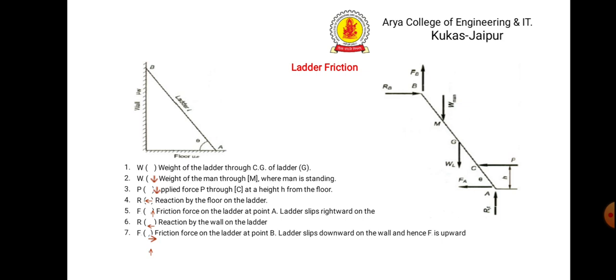Now at the wall there is also one reaction Rb. It is the reaction by the wall on the ladder, horizontal, on the right hand side. Now Fb is the friction. The ladder slips downward on the wall, hence the frictional force Fb will be in the upward direction. The magnitude of Fa will be mu into Ra, and for Fb it is mu into Rb.